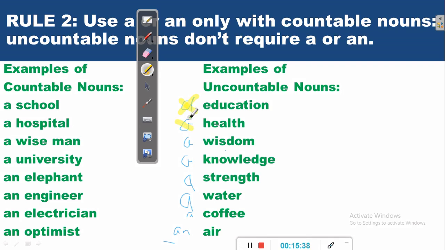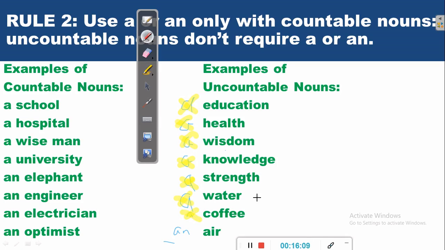The same thing applies to health. We cannot say a health because you can't count health. Neither can we say a wisdom or a knowledge. These things are uncountable. You cannot say a strength. You can't count strength. You cannot say a water because it is uncountable. You cannot say a coffee, all right?